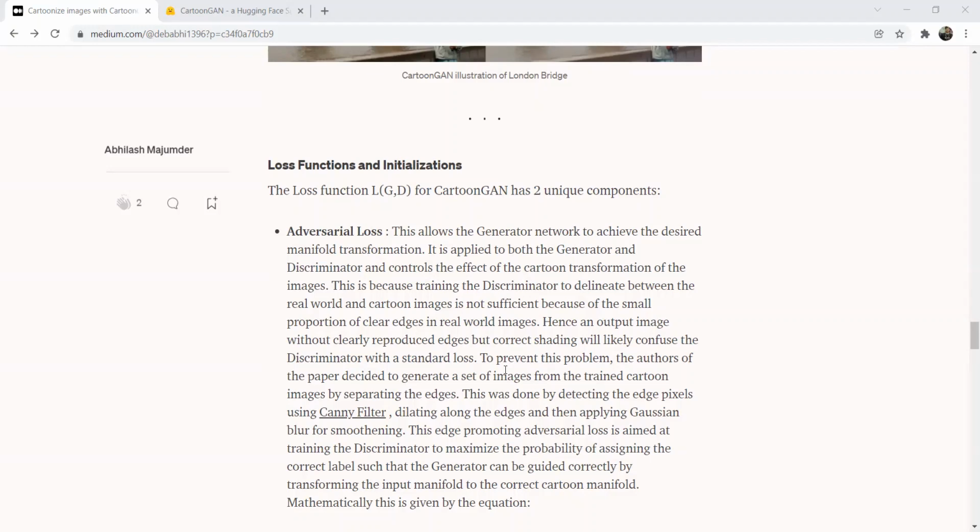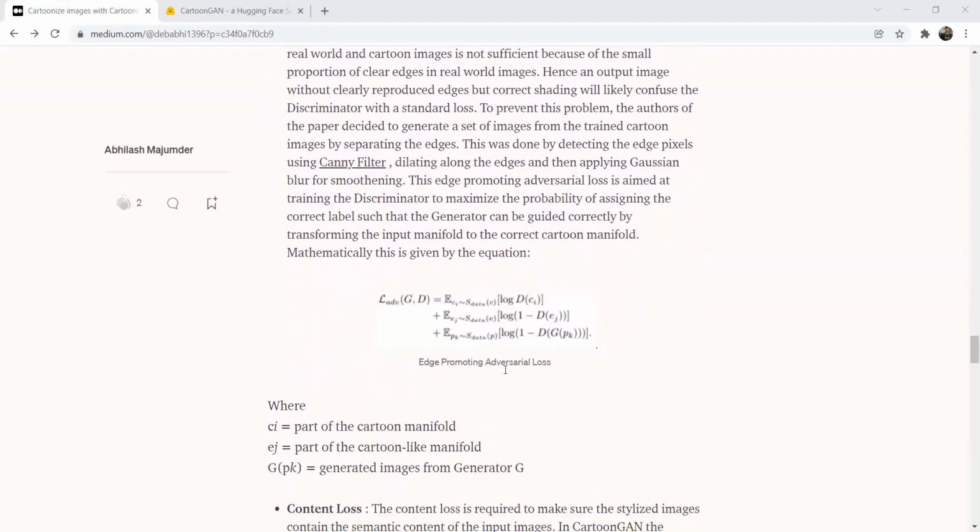beautiful, illustrious cartoonized images. So mathematically, this is given by the equation where we take the expectation of the c_i that belongs to S_data, the set of data that belongs to the cartoon manifold.